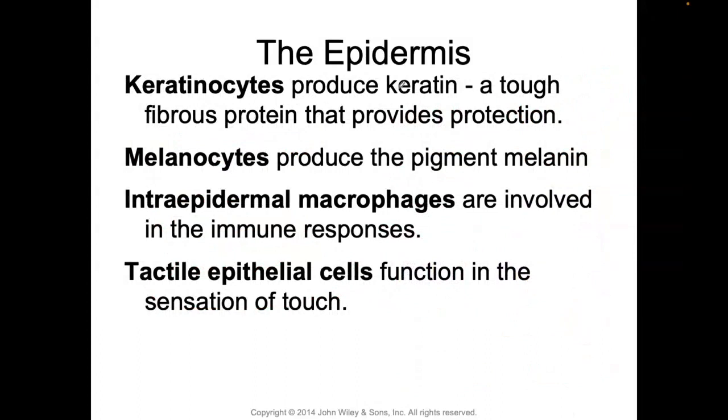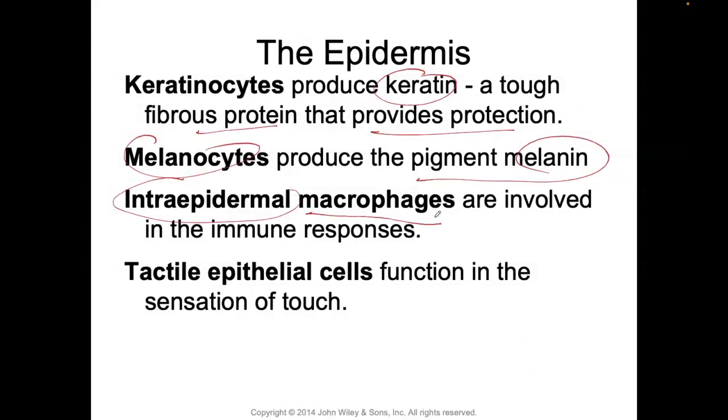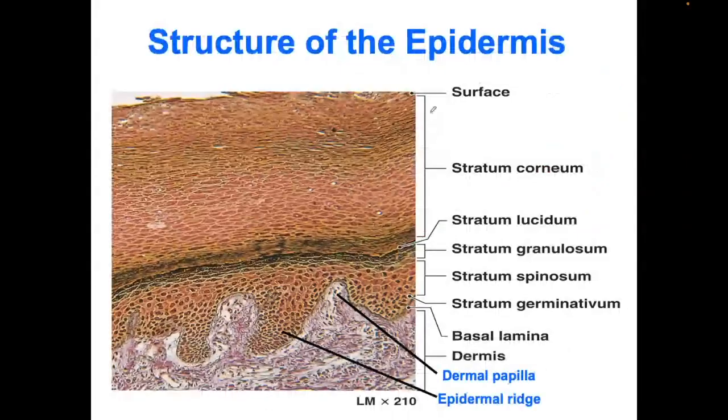Okay, so the keratinocytes produce keratin. It's a tough protein for protection. The melanocytes produce that pigment called melanin. Your intraepidermal macrophages or the Langerhans cells or dendritic cells, these are part of the immune response, and tactile epithelium for the sensation of touch.